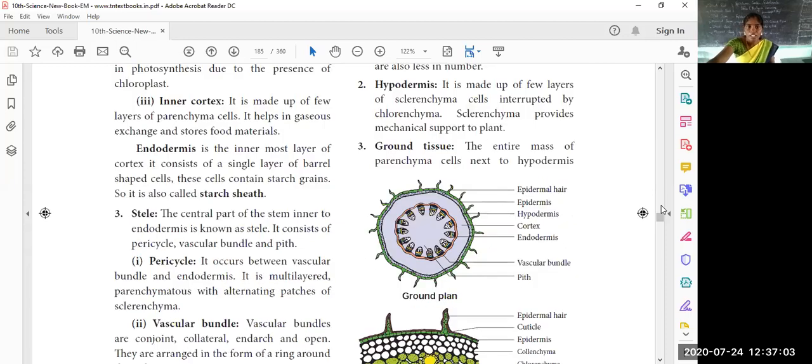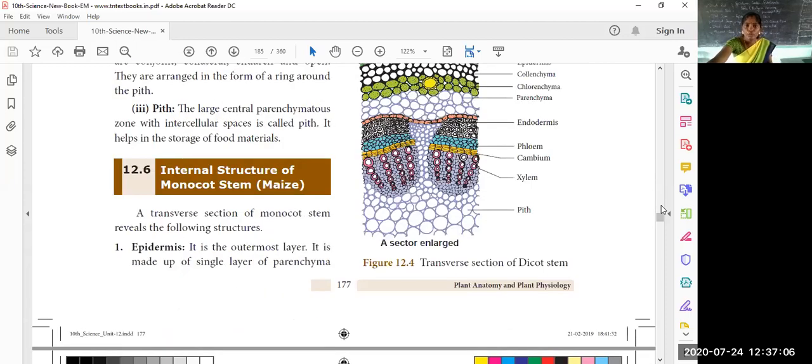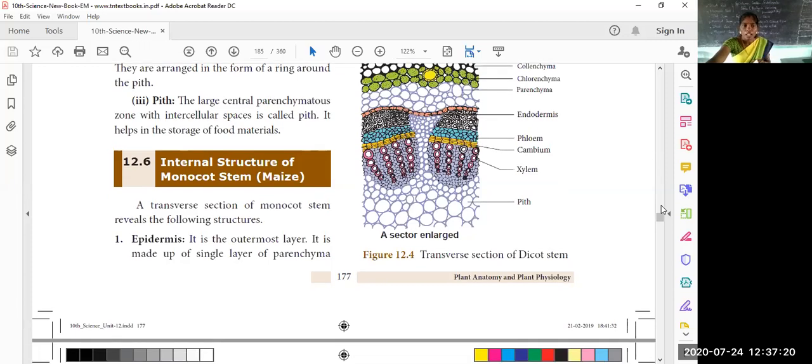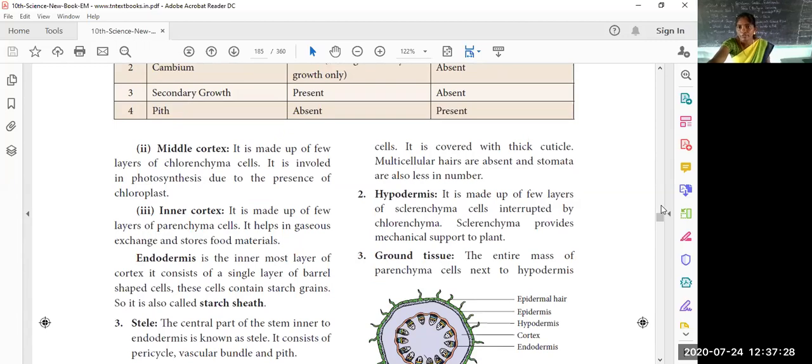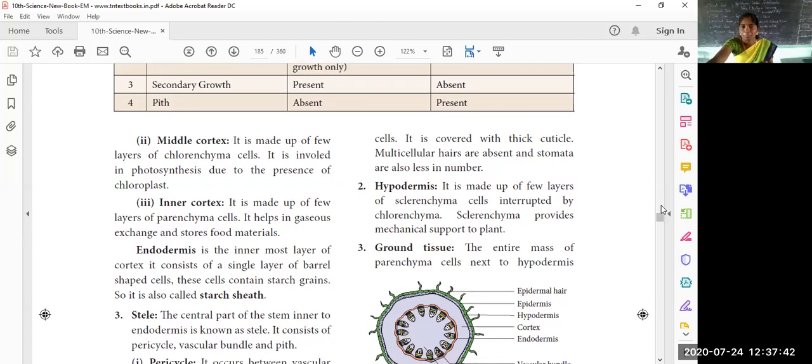Okay. So next, internal structure of monocot stem. If you cut the monocot stem, you may be able to see the following structure under the microscope. Epidermis is the outermost layer. Epi means outer. It is made up of a single layer of parenchyma cells and is covered with a thick cuticle. Multicellular hairs are absent. Multi means many. Stomata are also few in number.